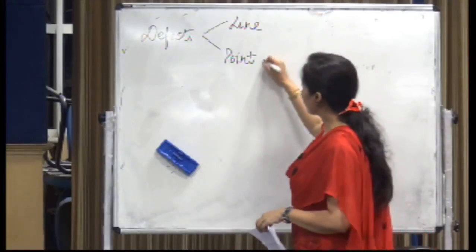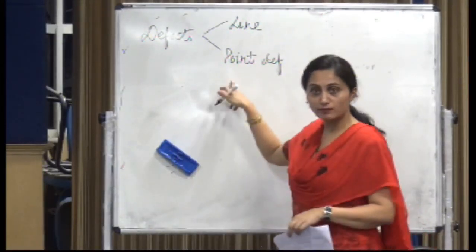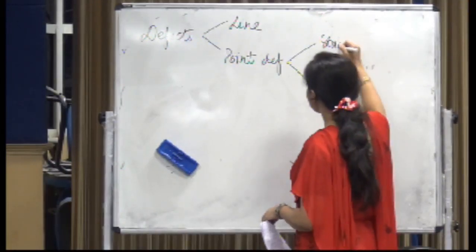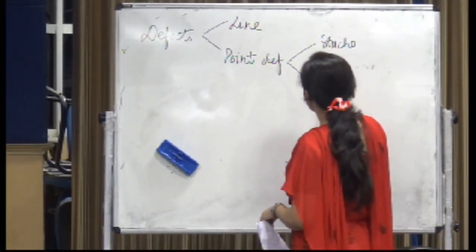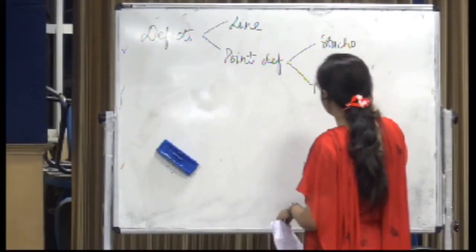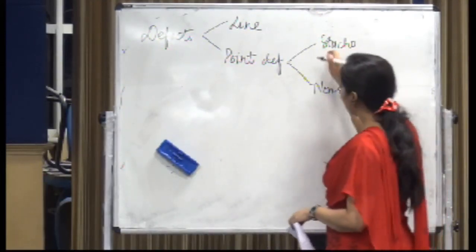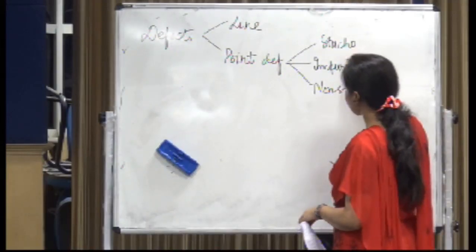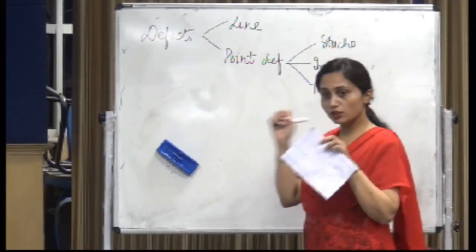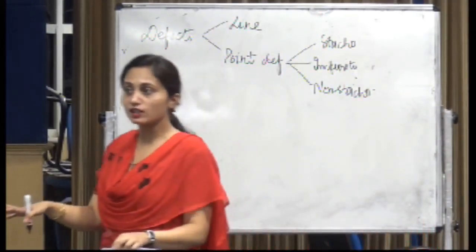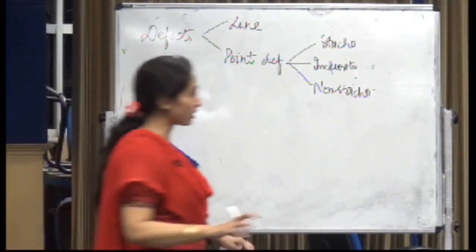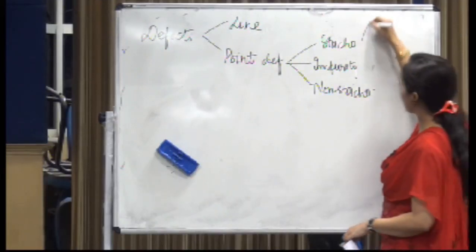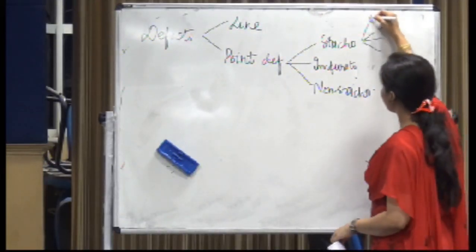Clear? Now in point defects you have again two types of point defects. What are those? Stoichiometric point defects and you have non-stoichiometric point defects. Alright. Now there is another type which is also known as impurity defects, in which we put impurities into our solid state structures. Now here for stoichiometric what you have is you have four types. You have vacancy defect.